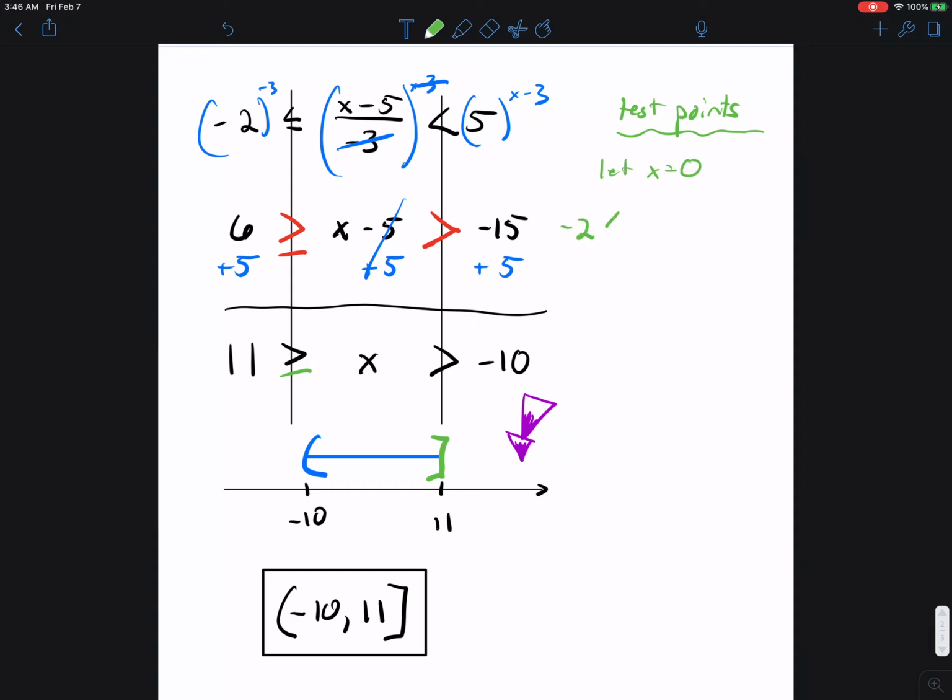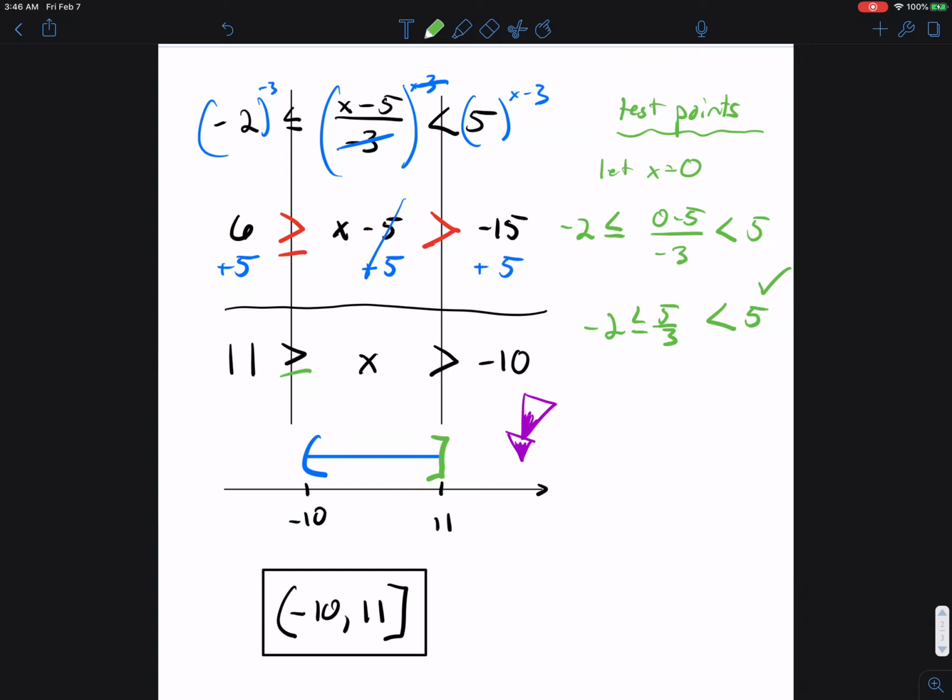We get negative 2 is less than or equal to (0 minus 5) over negative 3, which should be strictly less than 5, right? Let's see. 0 minus 5 is negative 5. Negative 5 divided by negative 3 is a positive 5 over 3. Is this true or not? Notice a positive is bigger than a negative, so that checks out. 5/3 is 1 2/3, which is indeed strictly less than 5. So that makes it true, and it checks out.